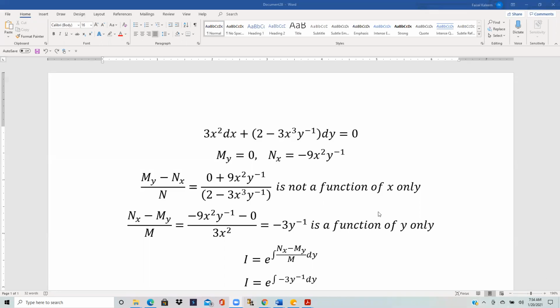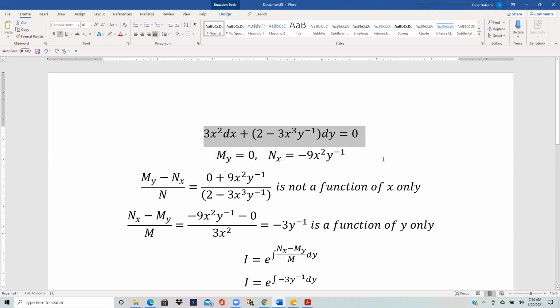So let's look at an example of how to employ the special integrating factors that we just learned in the last video. So look at this equation. This is the kind of equation where whenever we see an equation like this, we start thinking about exact.